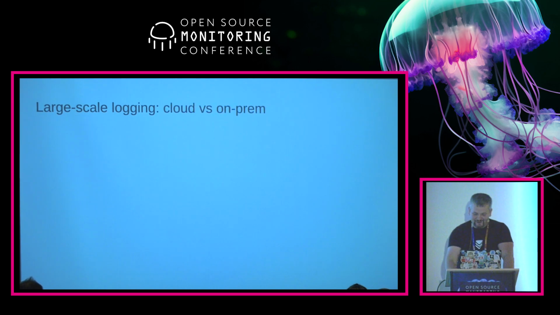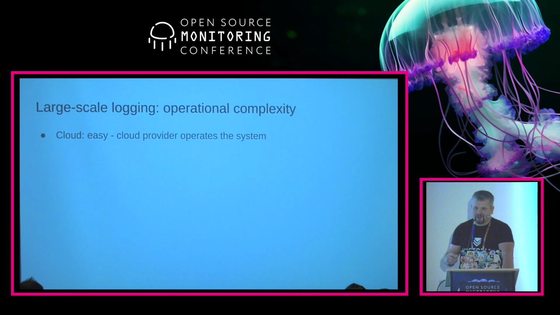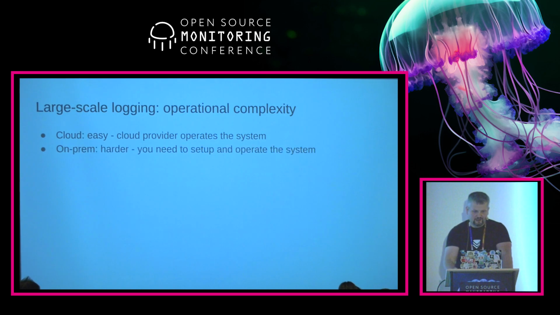Let's compare these two groups by operational complexity. The cloud solution is obviously very easy to operate because you don't bother about its operation; the cloud provider operates it. And the on-prem solution is harder to operate because you need to set up this solution, run it, and then operate it.